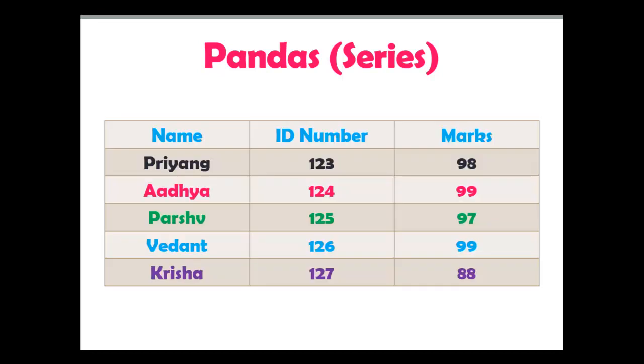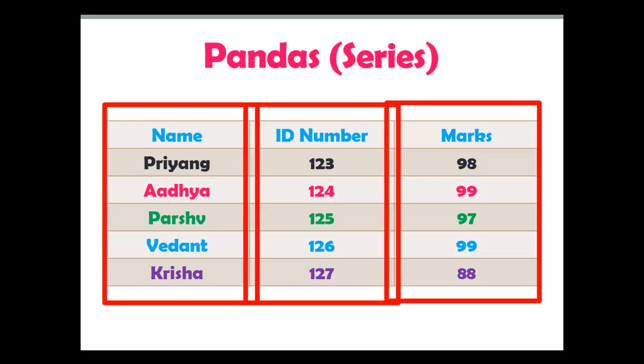Now here you can see the data is available in tabular format, a table-like format, which has 3 columns. So in the terminology of Pandas, we can consider each and every column as a Pandas series. So how many series are there? 3. Series 1, 2 and 3. 3 columns means 3 series. So here in this table format data, we have 3 series. So in a Pandas data frame, a series is 1 column.